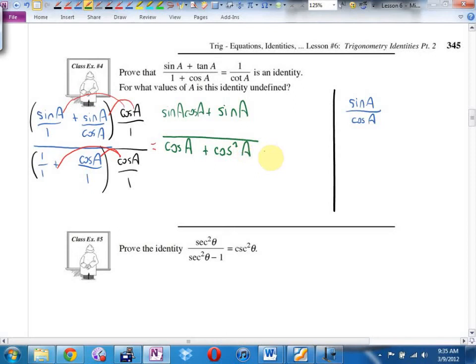And I guarantee if you do this almost always, you'll be able to factor a GCF. GCF on the top is what? And I have cos A plus 1.